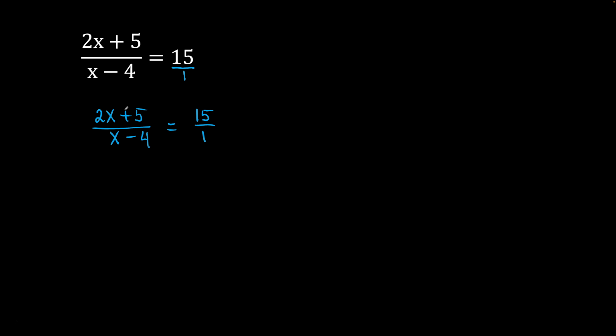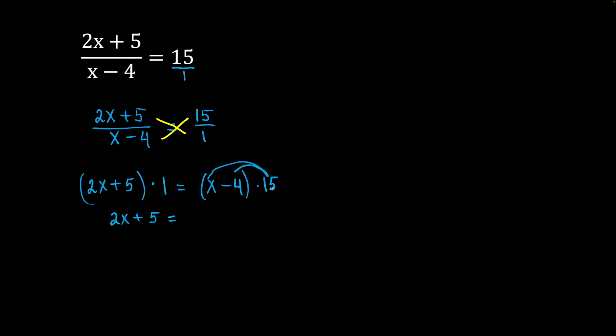To solve this proportion, we cross multiply 2x plus 5 times 1, and then x minus 4 times 15. 2x plus 5 times 1 is equal to x minus 4 times 15. Very good. Now, let's open the parentheses. We are multiplying by 1 here, so things will stay the same: 2x plus 5. And then on the right side, we'll use the distributive property. So 15 times x is 15x. 15 times negative 4 is negative 60.